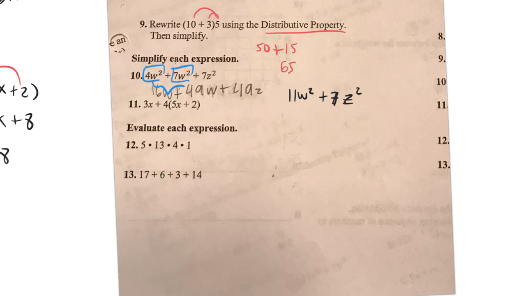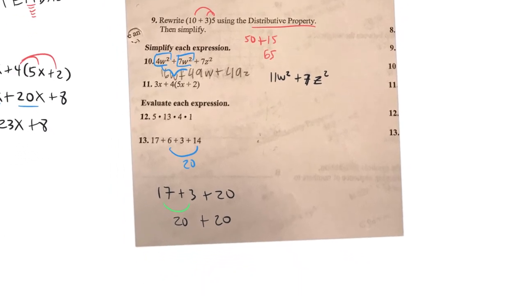Okay, similarly, we can add whatever numbers we want first. If we add 6 plus 14, that's just 20. So we would have 17 plus 3 plus 20. And then 17 plus 3, that's 20 as well. So it's 20 plus 20, which happens to be 40.